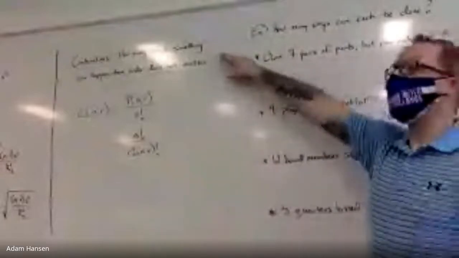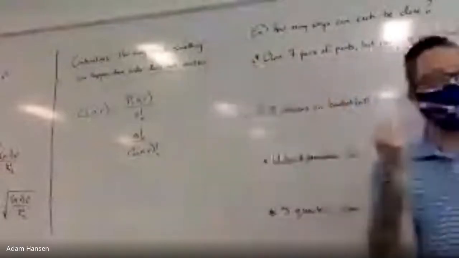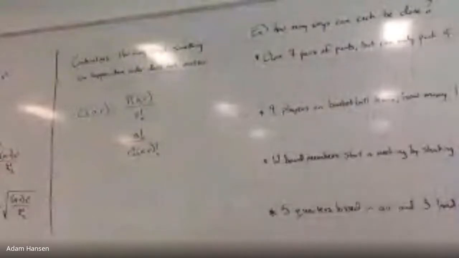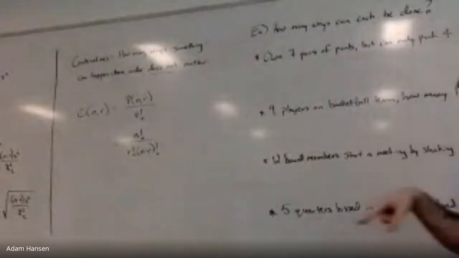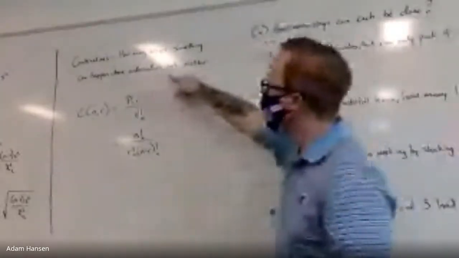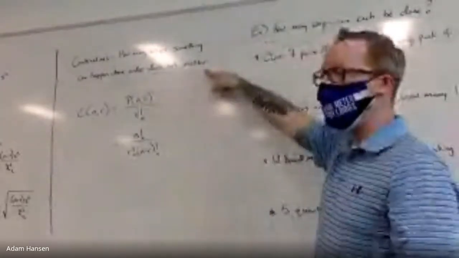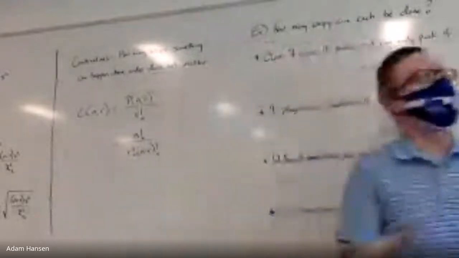Okay, so combinations. By definition, a combination is like a permutation. It's going to count how many ways something can happen, but how is it different than a permutation? It's different because order does not matter. I don't want to double count things that a permutation counted as different.